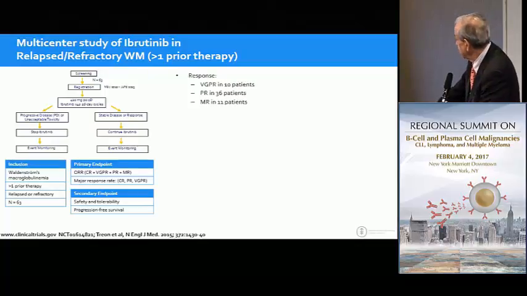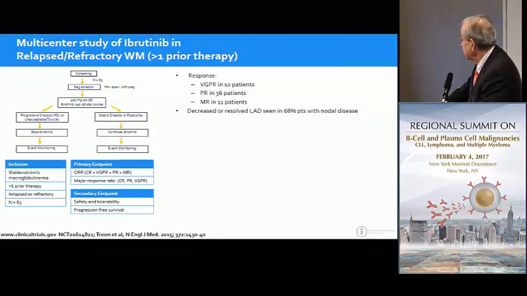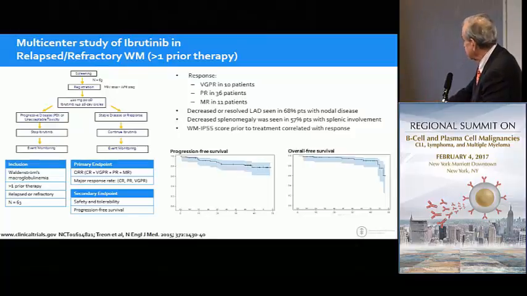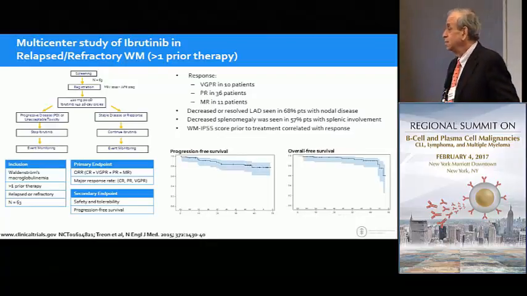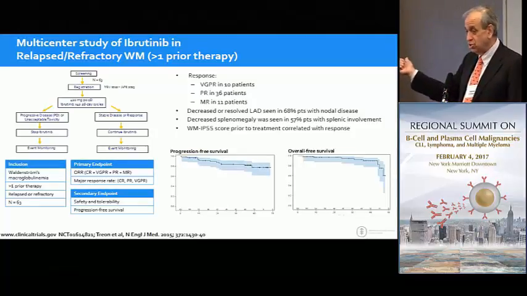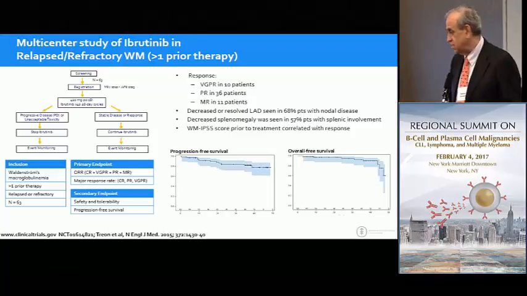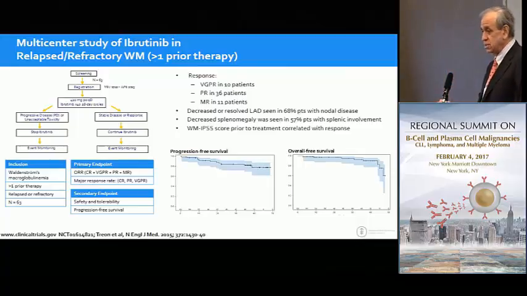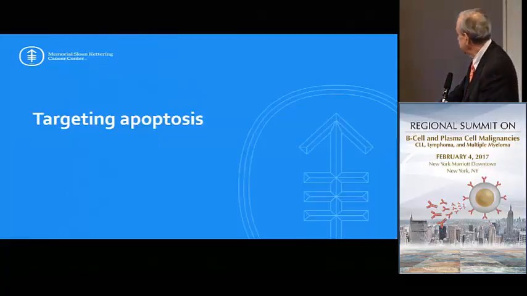There was a very good partial response in 10 patients, partial response in 36 patients, decreased or resolved adenopathy in 68% of patients, decreased splenomegaly in 57%, and the pre-treatment characteristics corresponded to response. But that's the progression-free and overall survival. This looks a whole lot like CLL, and even different than what we saw with marginal zone, and quite different, obviously, from what we saw with follicular lymphoma. So there really are important differences with these targeted agents between the different subtypes.